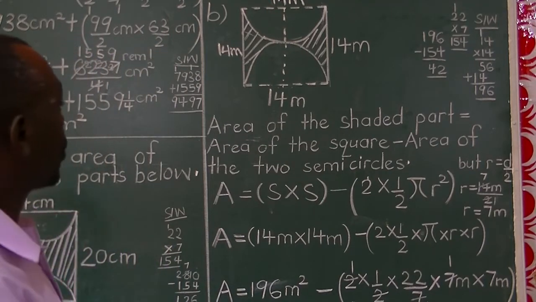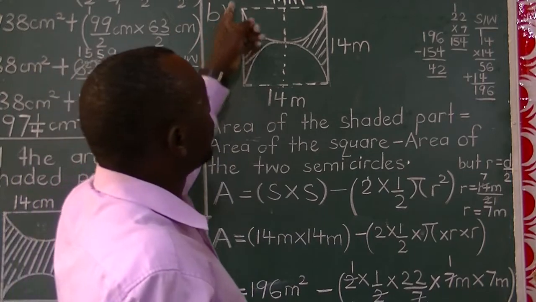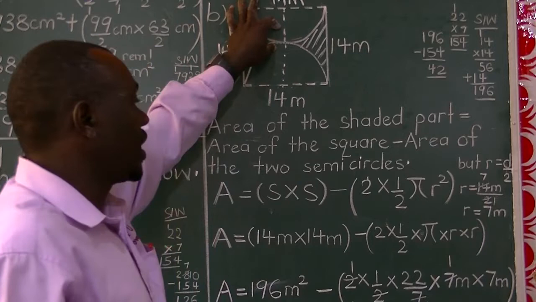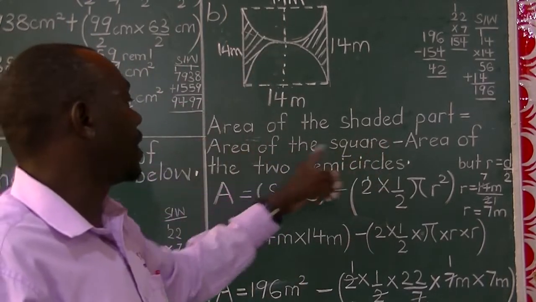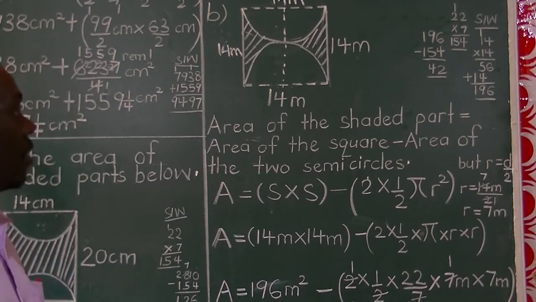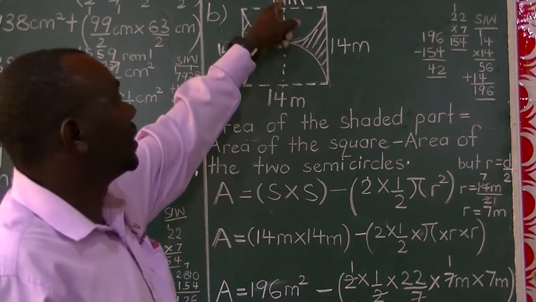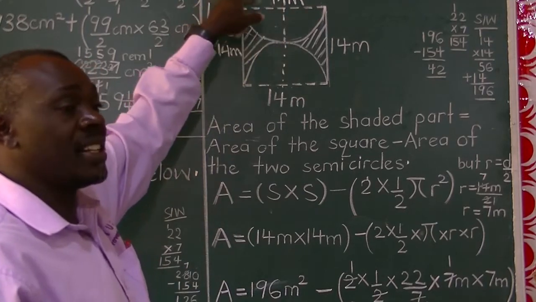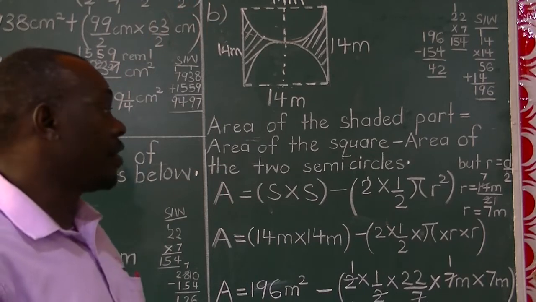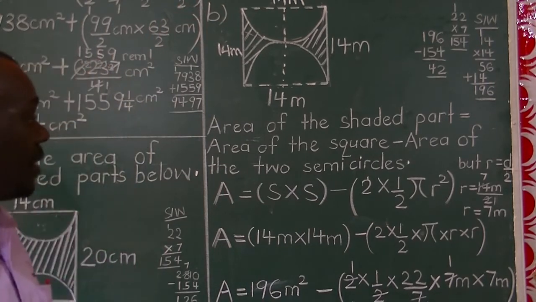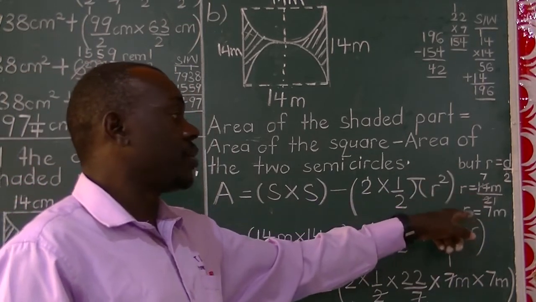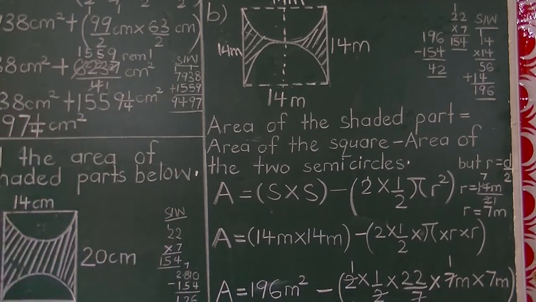So therefore, the area of the shaded part, as we did in part A, is to be got by subtraction. So we say area of the shaded part equals area of the square minus area of the two semicircles. Now, to analyze properly, this 14 is the diameter of the semicircle and the side of the square. We don't have provision for diameter in the area formula, therefore we have to find the radius. Radius is diameter divided by 2. Radius is 14 meters divided by 2. We shall use a radius of 7 meters.